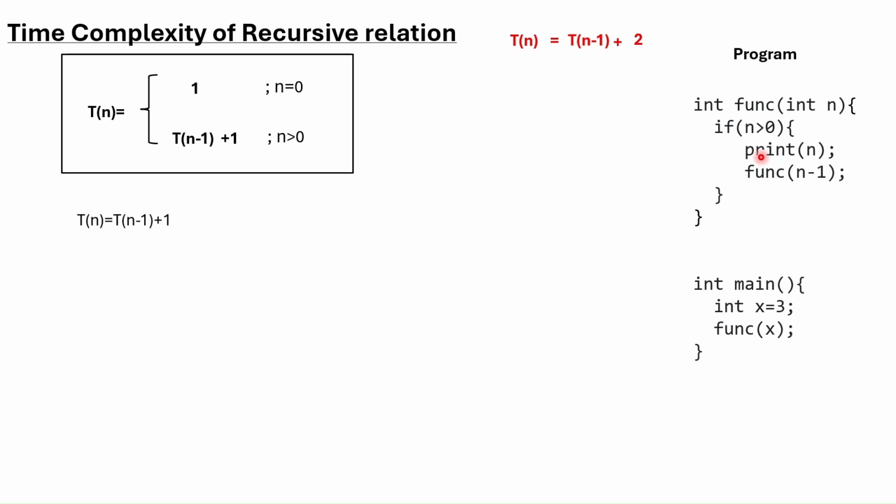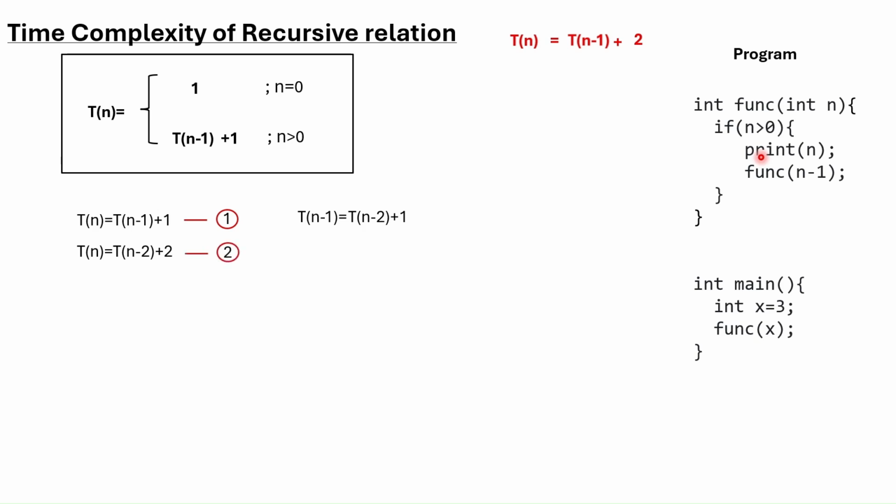So we have T(n) = T(n-1) + 1. Let's name it equation 1. Now we need to find the value of T(n-1). We can get the value of T(n-1) from equation 1: T(n-1) = T(n-2) + 1. And now we can put this value in equation 1 again. We get T(n) = T(n-2) + 2. Name it equation 2.